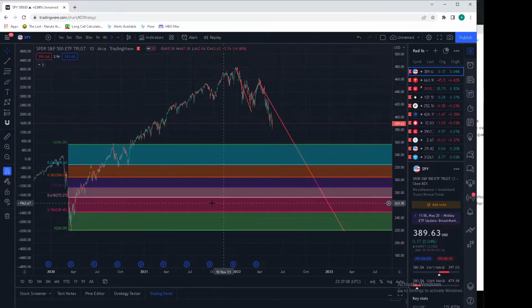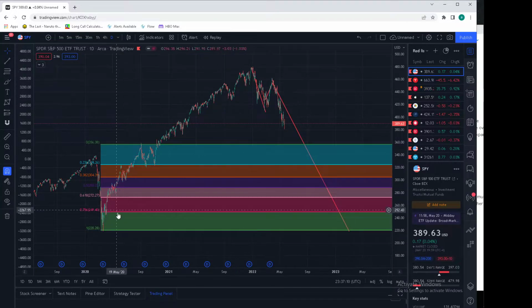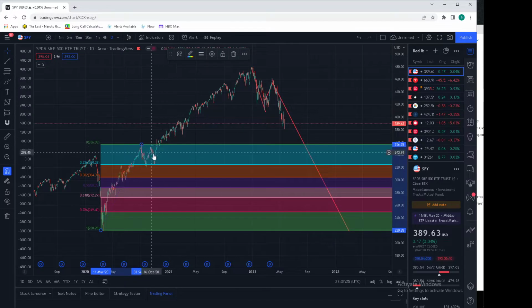Because that pump from the bottom of the COVID lows to the top of that high was just a massive squeeze, because we got $6 trillion, $8 trillion pumped into the market. So there are no real corrections here, but I find that once you start getting these squeeze plays, you get support here and at the 382.